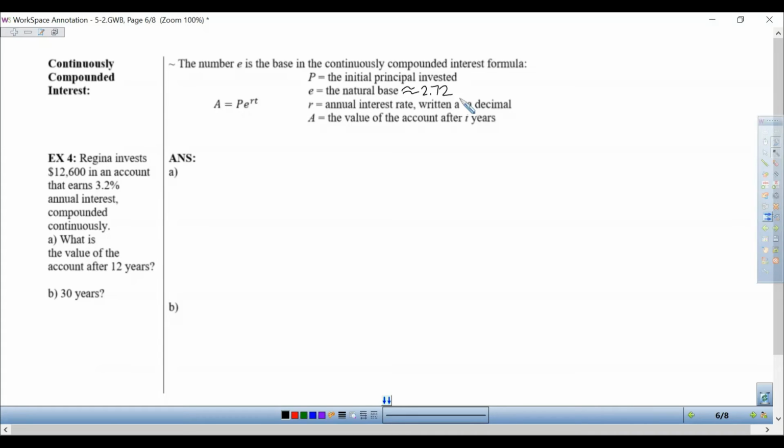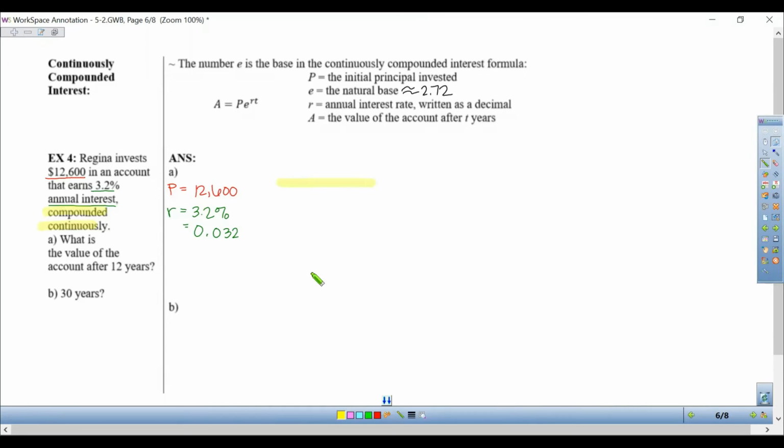So that's the only piece that's changed, right? Instead of having an N, we have E, and that's just a value. So this formula is a lot easier to use. You're really just plugging things into your calculator. So Regina invests $12,600 into an account. So that's her principal. Her starting amount is $12,600. That earns 3.2% annual interest. So our annual interest rate is 3.2%, which means 0.032. Compounded continuously, I'm going to highlight that.